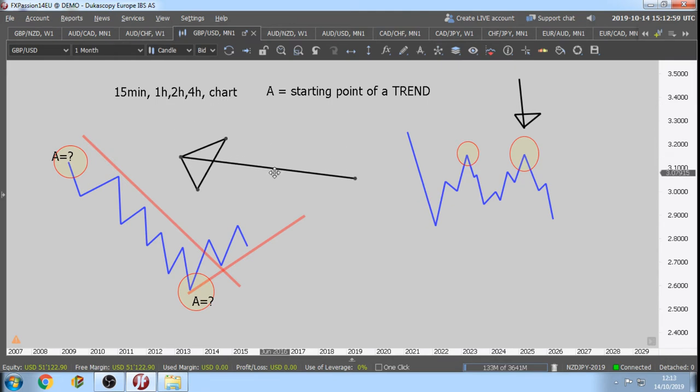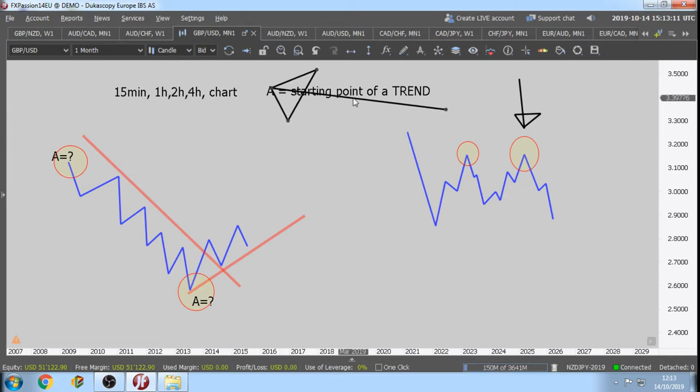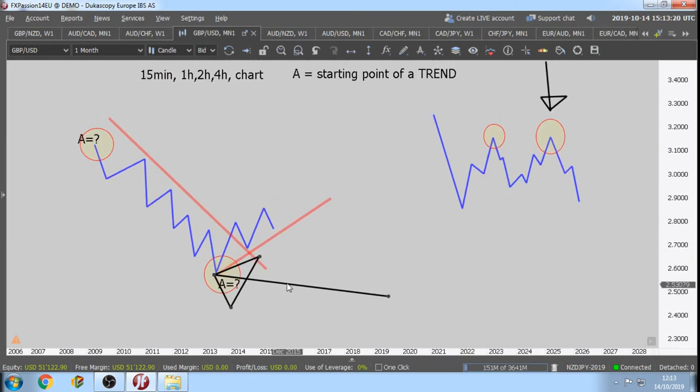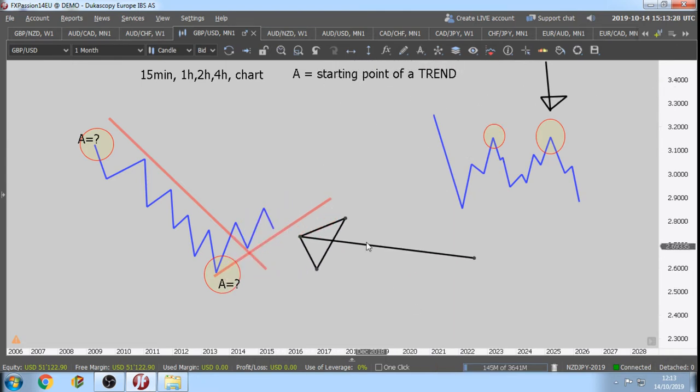On the top, when this is the end of an uptrend, at onset extension. Okay, everybody, the correct answer, look at this. What is the A? A is the starting point of a trend, right? So Victor and somebody else who said, well, it's the bottom, okay, you are not breaking any rules, because this is a starting point of a trend.